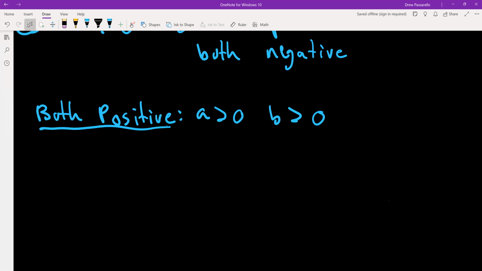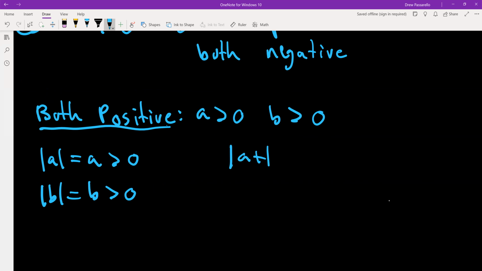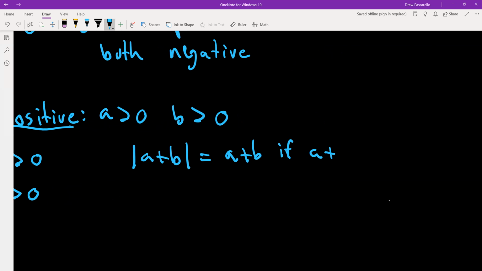All right, so the absolute value of A is equal to A since A is positive. Absolute value of B is equal to B since B is positive. Since A is positive and B is positive, when we do absolute value of a plus b, that's going to equal a plus b if a plus b is greater than 0. And it's equal to negative times a plus b if it's less than 0, but we do know that this is true.